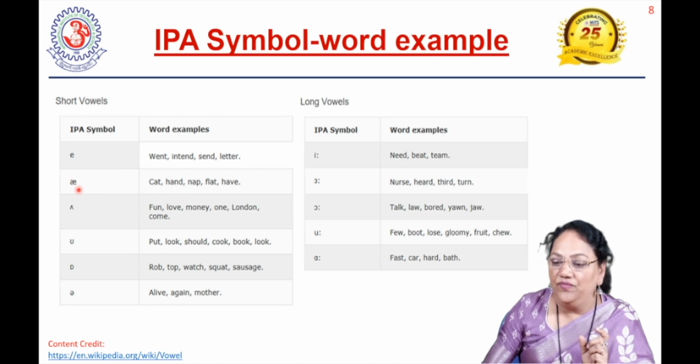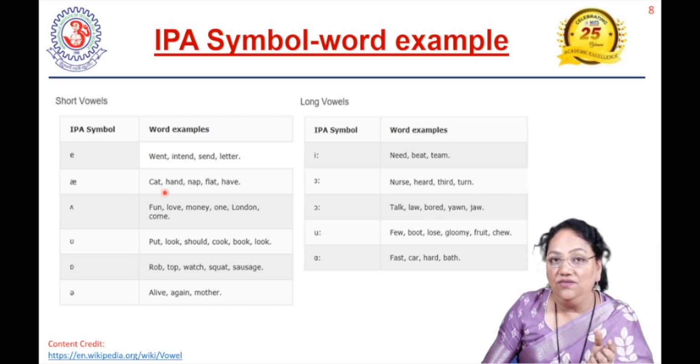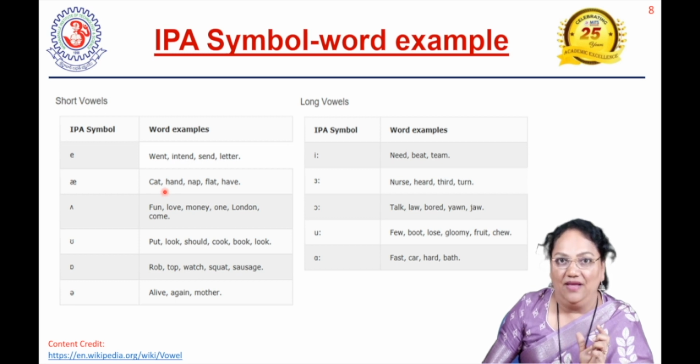Next IPA symbol. This is the symbol. You can just look at the symbol here and immediately apply the sound for better understanding. Before I tell you the sound of this IPA symbol, I spell out the words first: CAT, cat, hand, nap, flat, have. Here, in CAT, A is the vowel. But what is the vowel sound for this A? CAT, cat. It is cat. Fine.